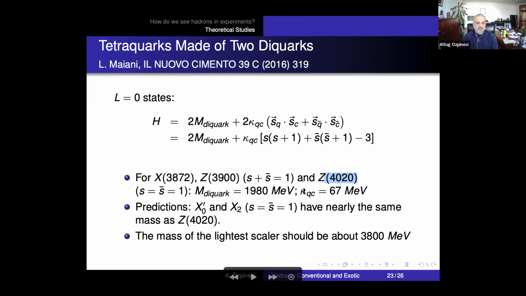Then if you determine these parameters, you can make predictions. You see, if you have four spins, they can combine in 16 different possible combinations. Some of them will have identical total spin, so it won't be easy to separate them. But by picking two mesons, you can predict the other mesons in this multiplet. And in fact, predictions have been made which are to be compared with future experiments. Let's say there should be two states which are almost degenerate with this Z4020, and with these values, the lightest scalar should have such a mass.